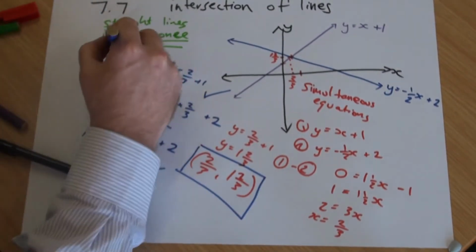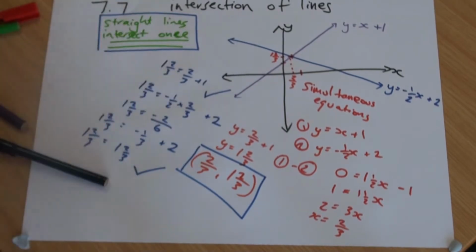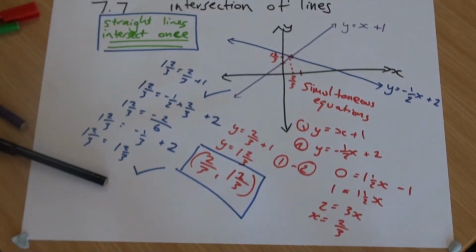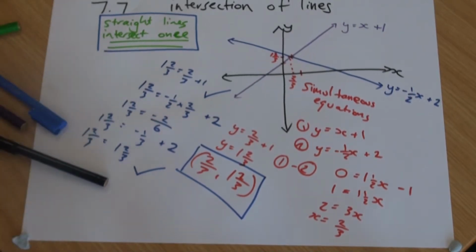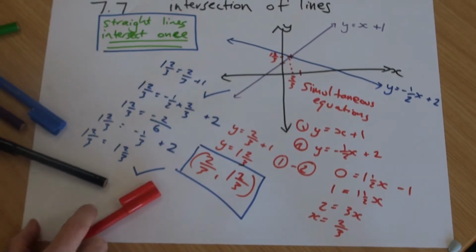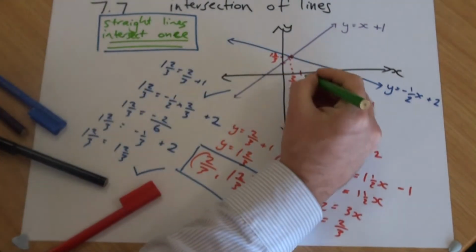Now remember, straight lines only intersect once, so there's only going to be one answer, and so if this satisfies both this line and this line, then it must be the only intersecting point that's true. Okay, now sometimes we might get more than two lines that intersect, or the question might be talking about more than two lines that intersect.